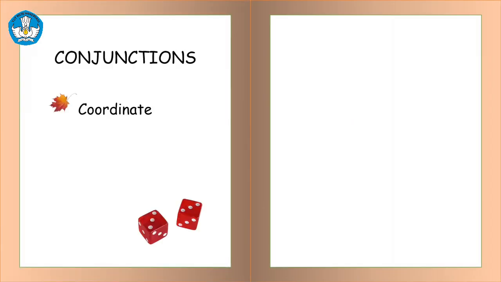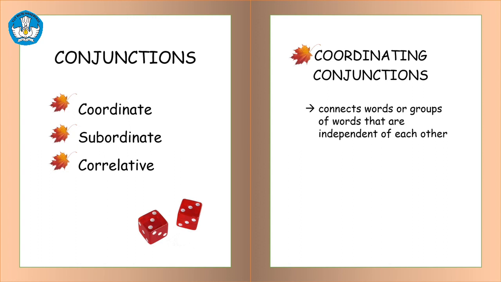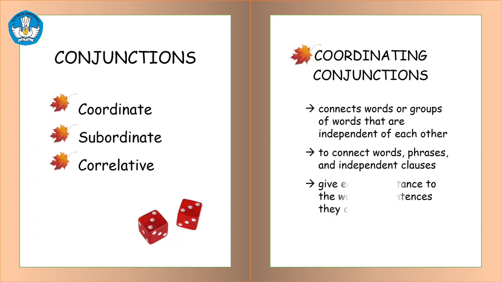There are three kinds of conjunctions that we should know. First, coordinate, second, subordinate, and the third, correlative. Let's see the first one, the coordinate. What is coordinating conjunctions? Yes, it connects words or groups of words that are independent of each other. In another way, it connects words, phrases, and independent clauses. The coordinating conjunctions give equal importance to the words or sentences they connect.